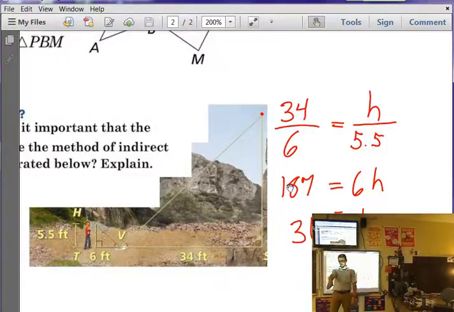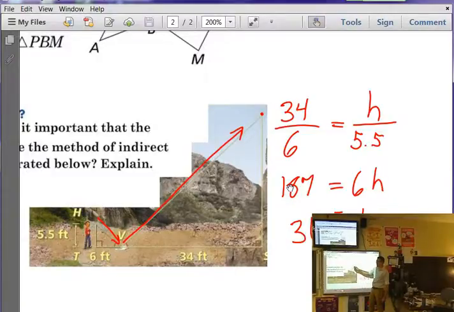I am looking at my mirror, walking back until I see in the mirror the top of the wall. And I know that my eyes, according to this image, this person's eyes are 5.5 feet up. So the height of their triangle is 5.5 feet. The hypotenuse is the line of sight. So then this line of sight reflects off the mirror to the very top of the rock, and I can figure out this distance from the mirror then corresponds to this distance from the mirror, and my height will correspond to the wall height. So it doesn't work if you don't see the top of the wall in the mirror.